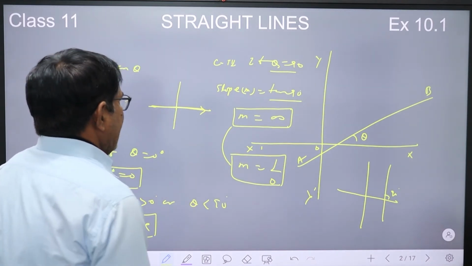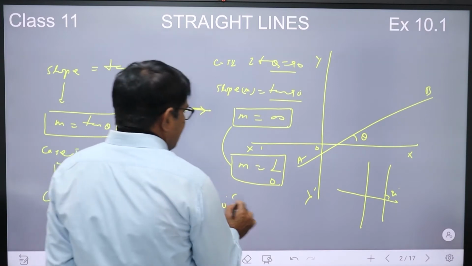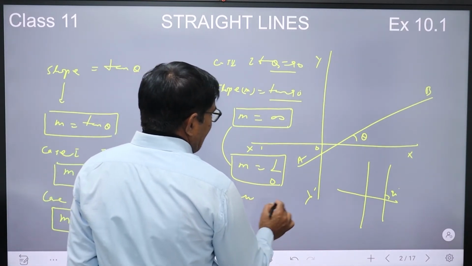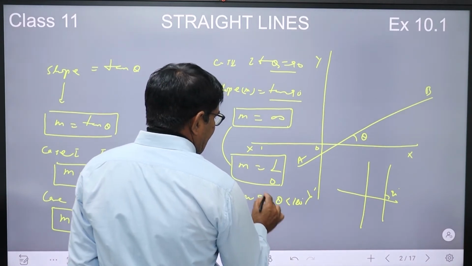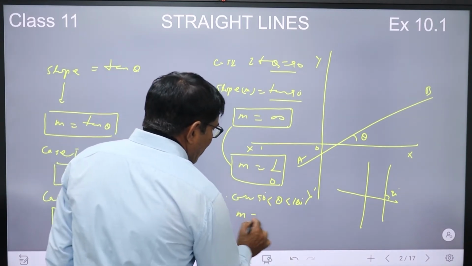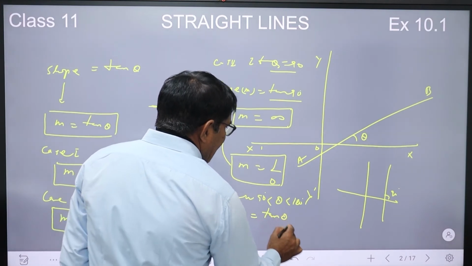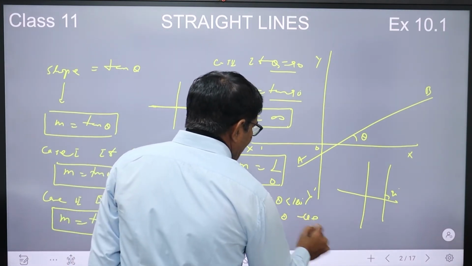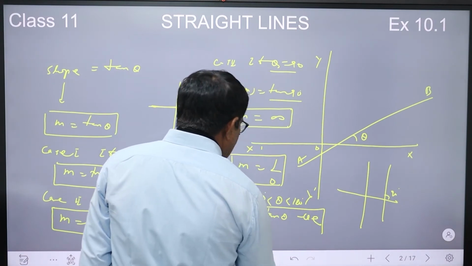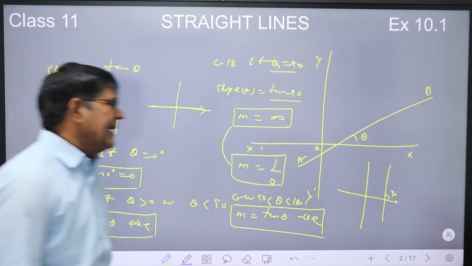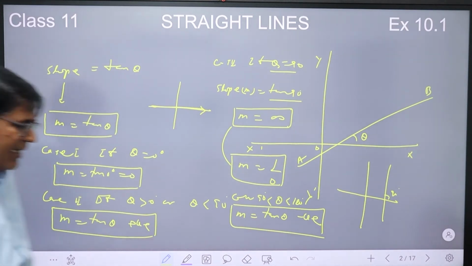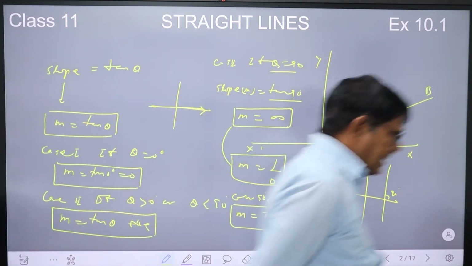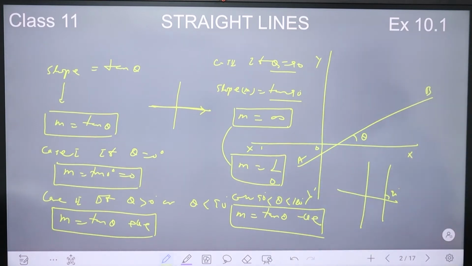And the next case, case number 4, when theta is less than 180 degree but greater than 90 degree, then slope will be equal to tan theta, and it will be negative. Means slope will be negative when theta is greater than 90 but less than 180 degree. So these are some cases about the slope of a line. Hope this topic is clear.